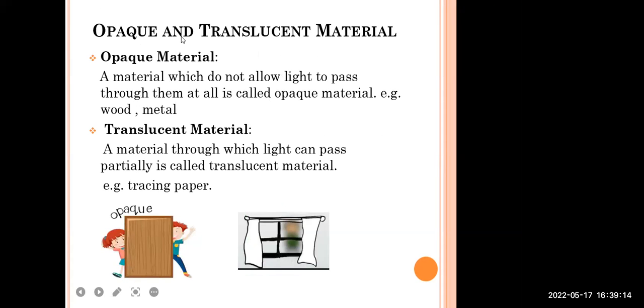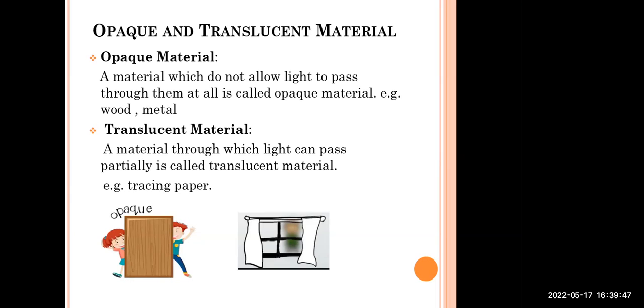Now, opaque material is the material which does not allow light to pass through it. That means it stops the light. Suppose there is a wall and you can't see behind that wall, because the wall is opaque material. So wood and metals are examples of opaque material, which do not allow light to pass to the other side of that material.